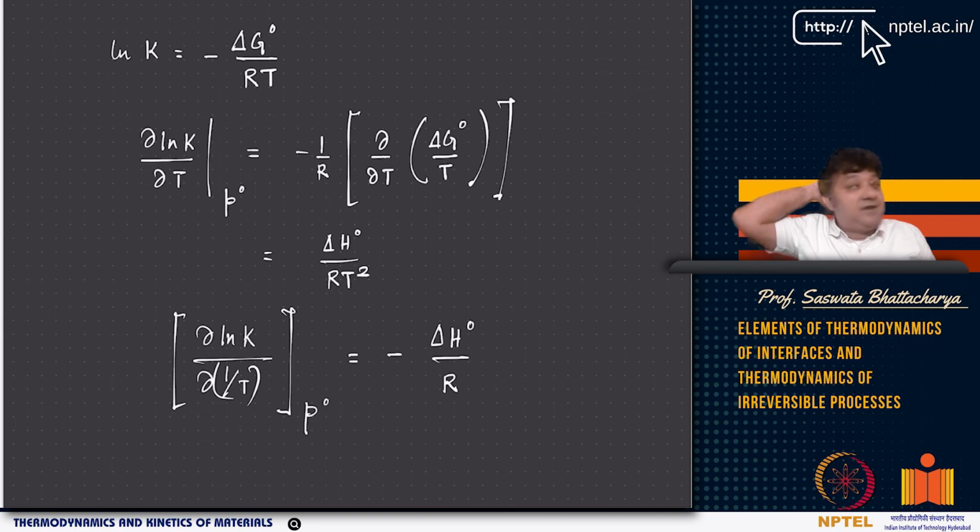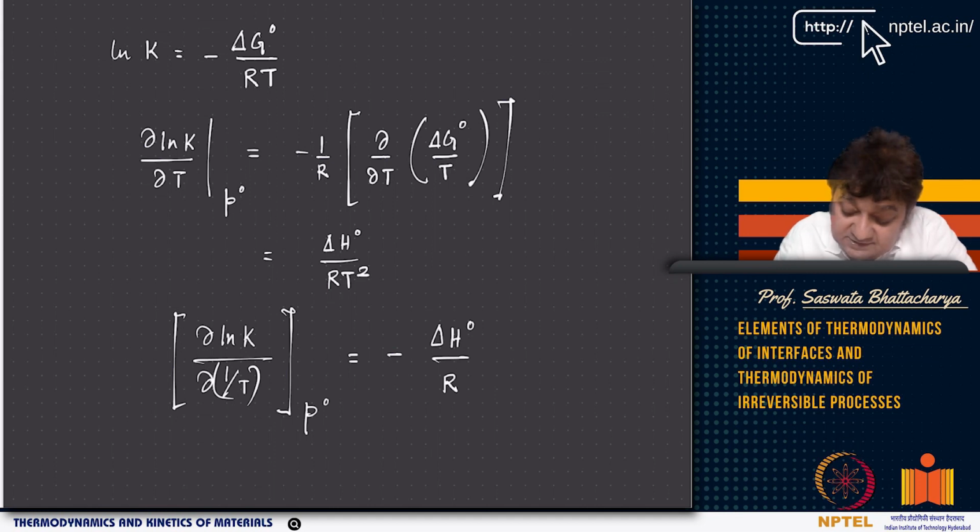Again, you are basically looking at the Gibbs-Helmholtz equation, which gives you delta H0 by RT square. But why delta H0? Where is the minus sign gone? The minus sign is gone because ln K itself is minus delta G0 by RT.